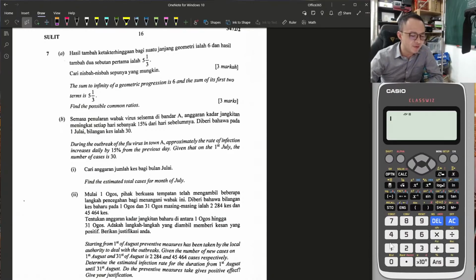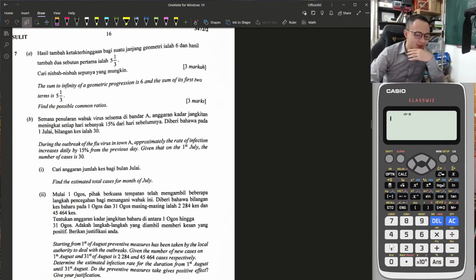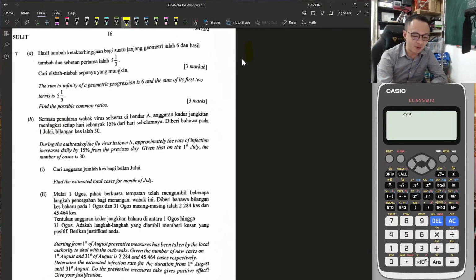The sum to infinity of the geometric progression is 6 and the sum of its first two terms is 5 and 1 over 3. So basically here we have two equations. What we want to do right now is form the two equations, and then solve them simultaneously. The first is the sum to infinity, which is 6, and the sum of the first two terms is a plus ar, which is 5 and 1 over 3.